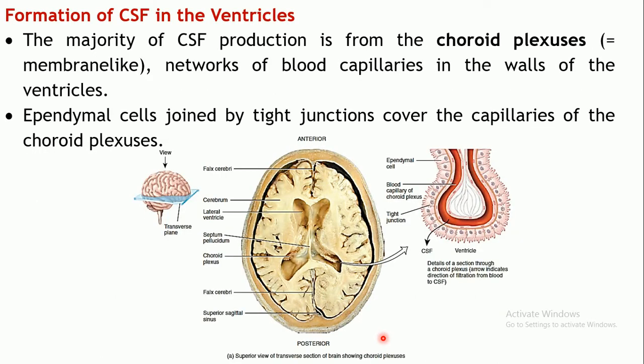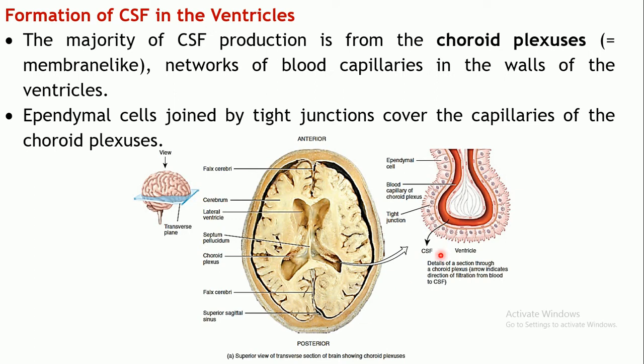Now coming to the formation of the CSF in the ventricles. So the CSF is formed in these ventricles, the lateral ventricles. There are two lateral ventricles. There is a third ventricle and there is a fourth ventricle. So within these ventricles, the formation of the CSF takes place. So CSF, from where will it be formed? It will be formed from the blood.